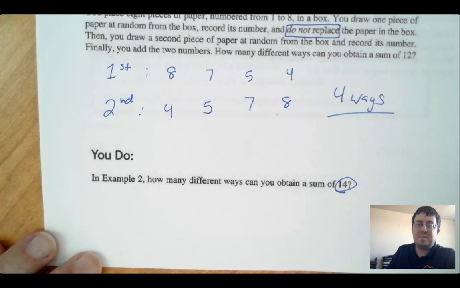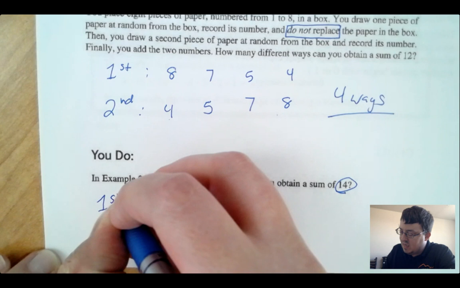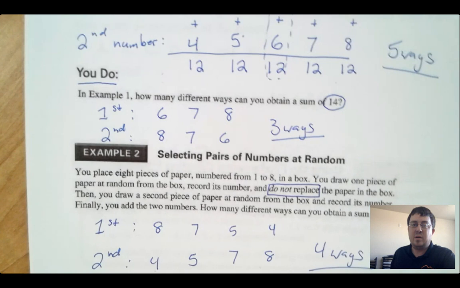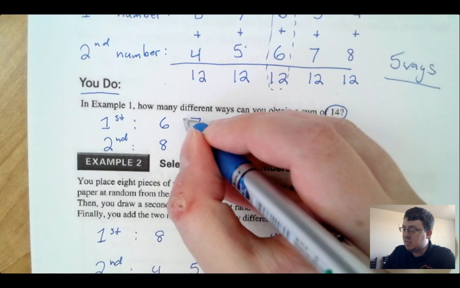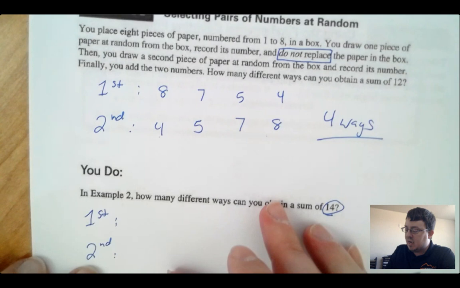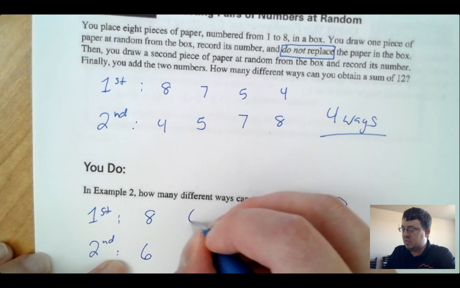Cool, hopefully you're back now. Welcome back. So you've got first and second yet again. And if I want to redo these ones, it's going to look like the last example up here. But the one that we cannot have now, because it's a duplicate of numbers, is 7 and 7. So the only way for me now to get 14 is if I draw an 8 first and a 6 second, or if I had drawn a 6 first and an 8 second. So there are only two ways for this to happen.